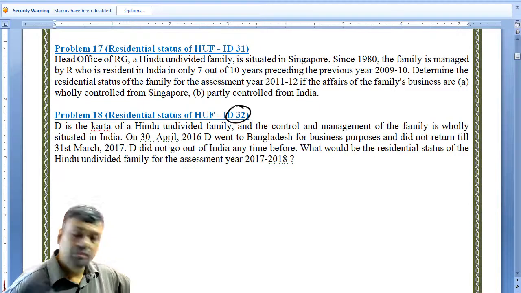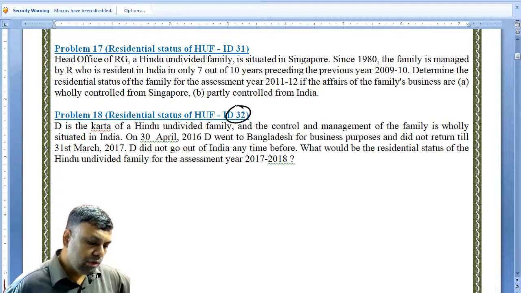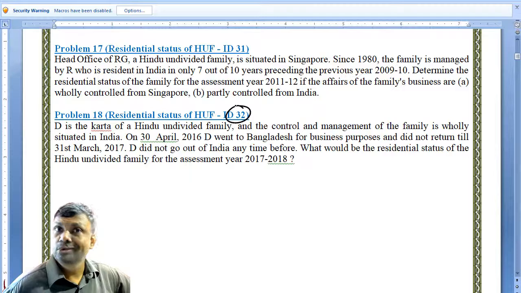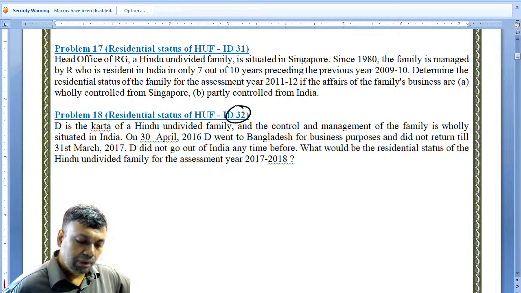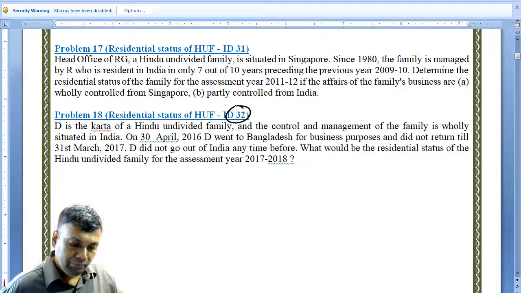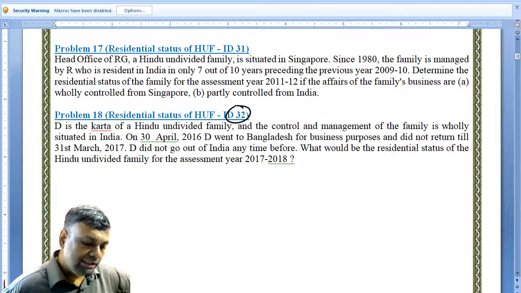ID number 32. D is the Karta of the Hindu undivided family, and the control and management of the family is wholly situated in India. On 30th April 2016, D went to Bangladesh for business purpose and did not return till March 31st, 2017. D did not go out of India any time before that. What would be the residential status of the Hindu undivided family for the assessment year 17-18?